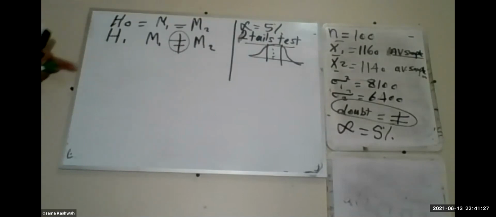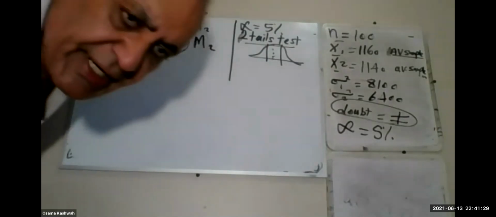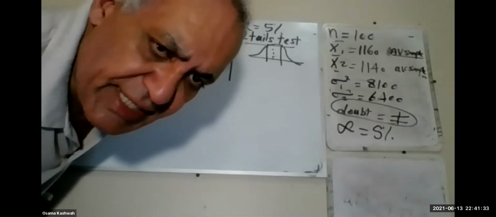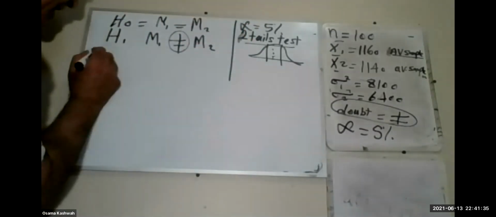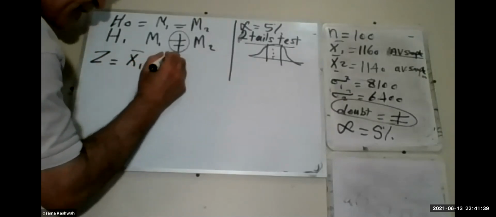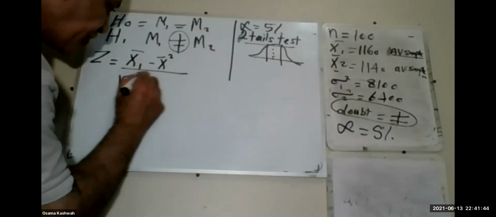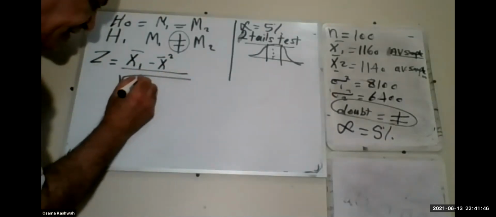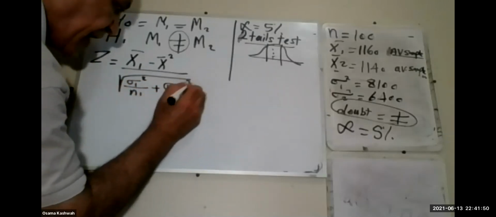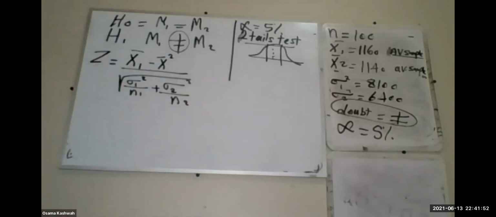Then here I will do the test. Which test will I use? I will use the Z test. Why will I use the Z test? Because sigma is given. Z will equal x bar 1 minus x bar 2, divided by the square root of sigma 1 squared divided by n1 plus sigma 2 squared divided by n2.